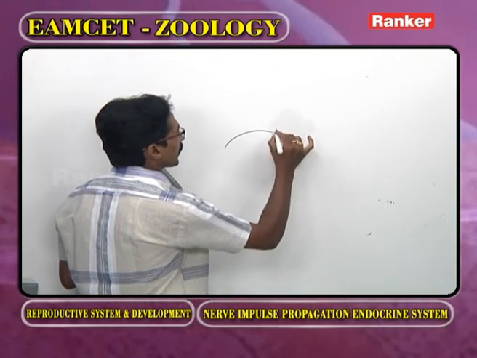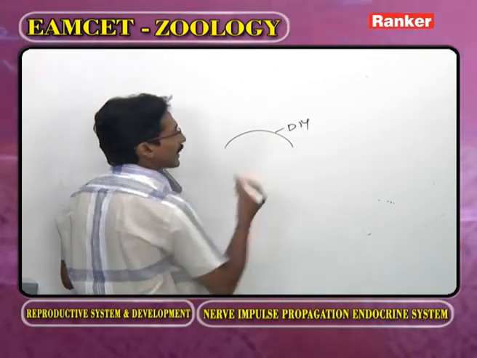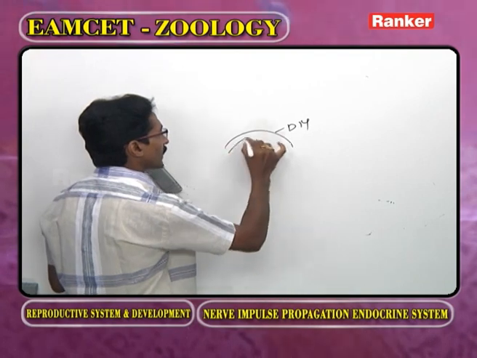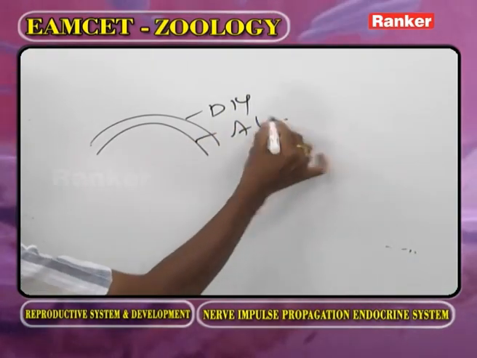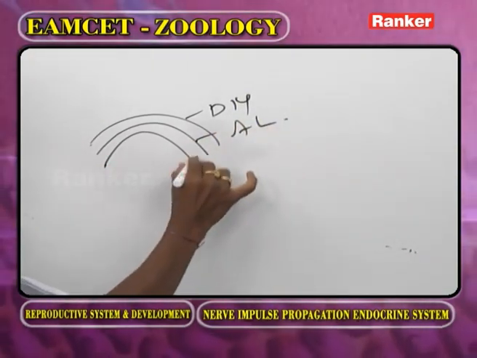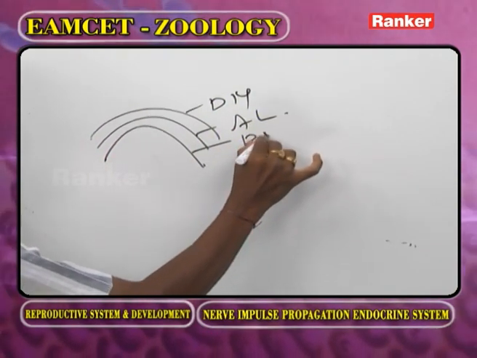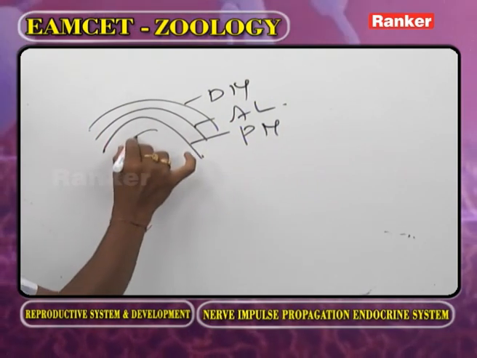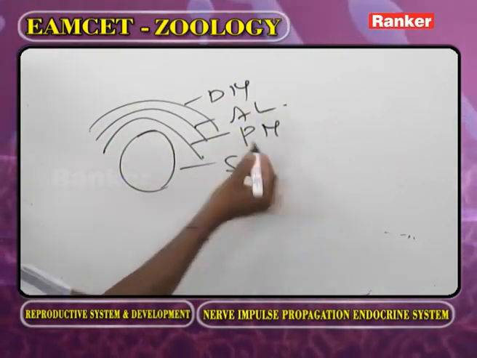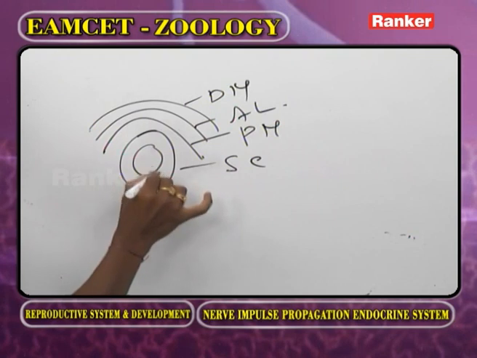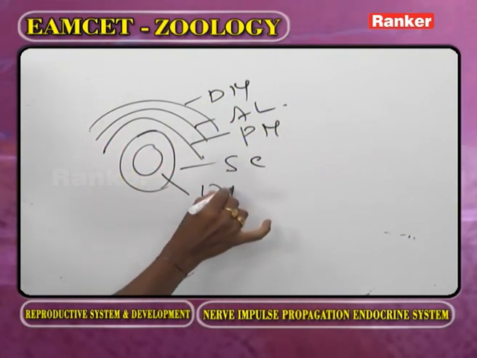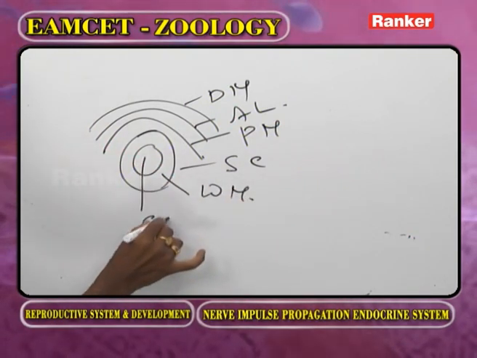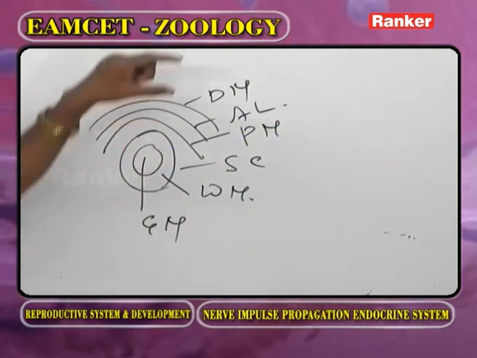Now this one we call the dura mater. The dura mater is followed by the arachnoid layer, and this is followed by the pia mater, and this one we call the spinal cord. In the spinal cord, what is the first matter? That we call white matter, and this one we call gray matter.